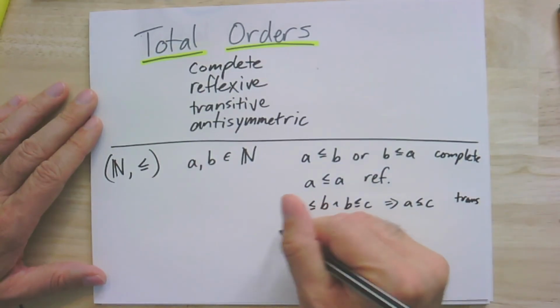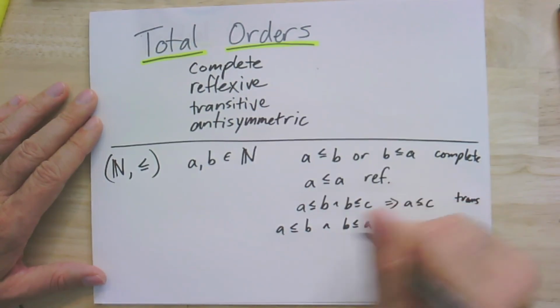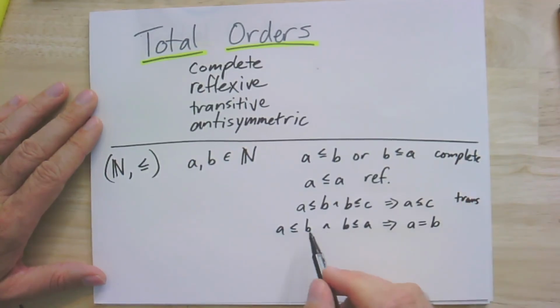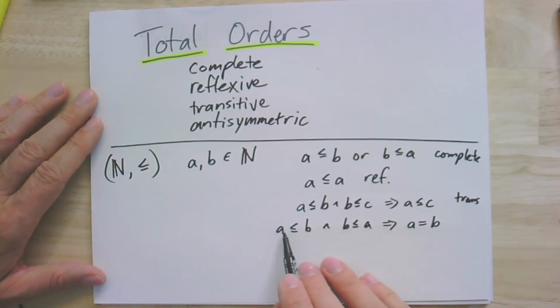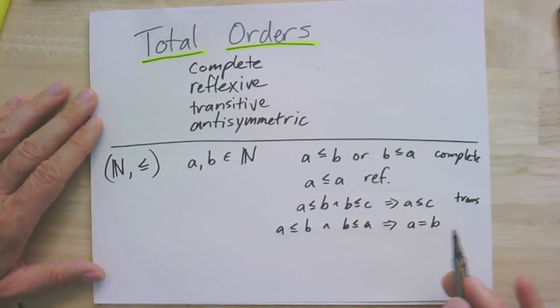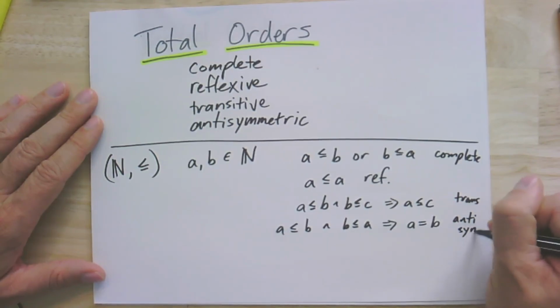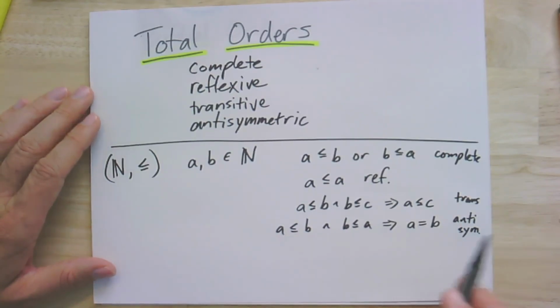And antisymmetry, right? If a were less than or equal to b, and b were less than or equal to a, if both of these are true, then a really does have to be equal to b. Because otherwise, if they were different, then one would be strictly bigger, and therefore we chain these together and we'd find that a was strictly bigger than itself, or strictly less than itself, which is impossible. This gives us all our properties, and that's the standard example of a total order that you can keep in your mind. And you're probably comfortable with this from other settings.